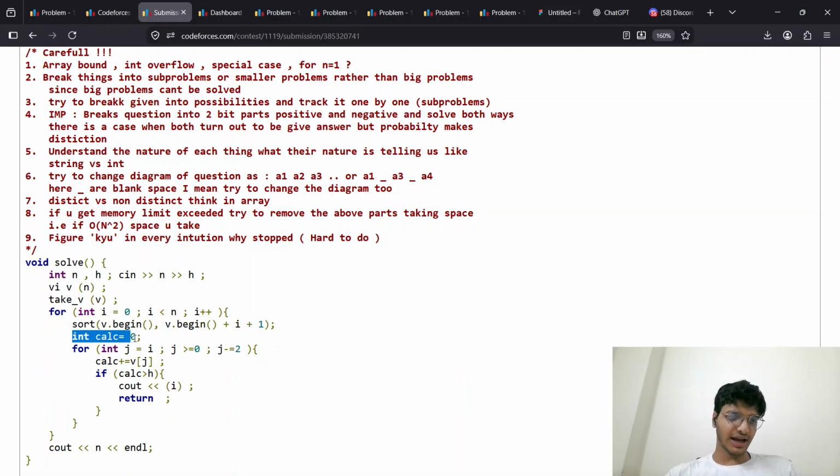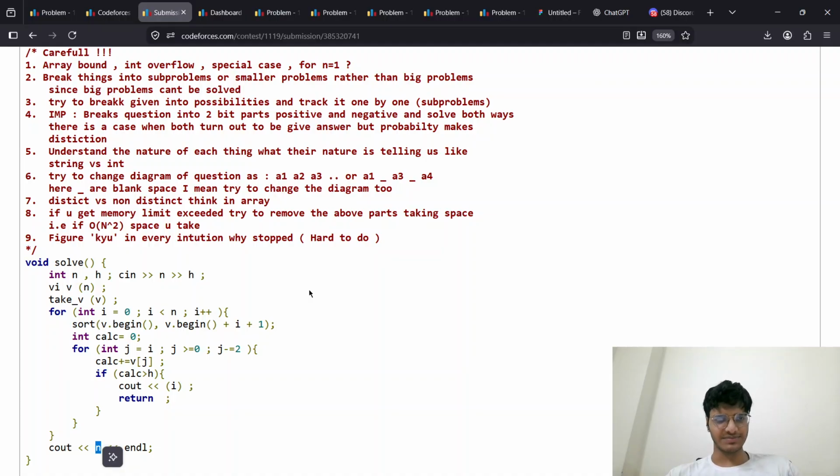Then we will calculate the height, that is, for j equal to i, j should be greater than or equal to 0, j minus equal to 2, calculate plus equal to v of j that we have chosen. If we find anything that is not fulfilling our conditions, then we will just print i and return. Else we will print, since we can proceed all the way. So this works in order of n square log n.